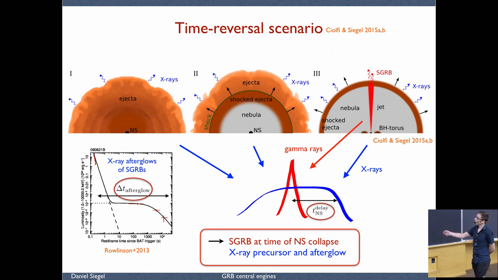So Sylvia mentioned these systems in which you have, pointer really doesn't work.